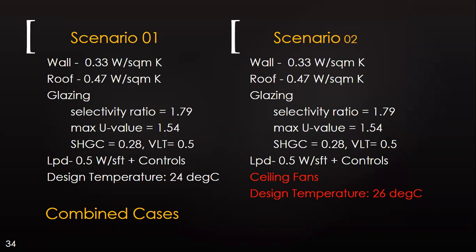Now this case is for the envelope attributes, right? All the technical specifications for the envelope. And then we assume that the LPD is going to be 0.5 watt per square feet, which is what we derived from looking at what the design specs were. The design temperature was 24 as per the client. That is what they desired. And we recommended that if they have ceiling fans, then the elevated air speeds can help them achieve the same operative temperature, but then you design it for 26 instead of 24.